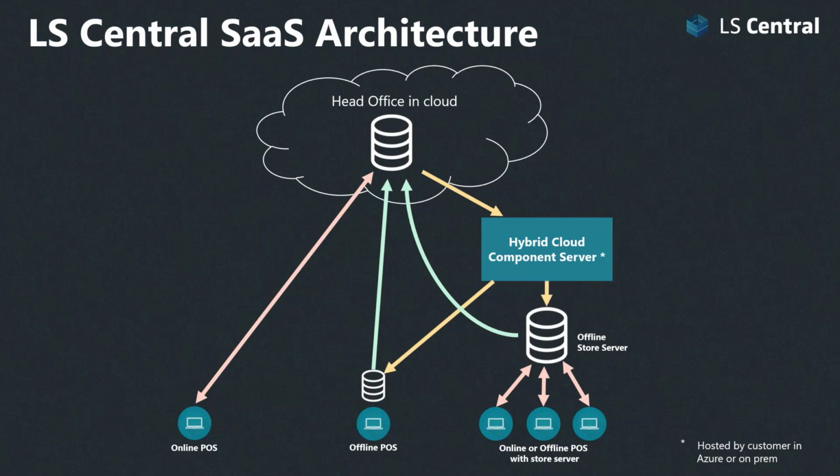What's a little bit different is how we get the data to the POS. This goes through the Hybrid Cloud Component Server, and we use the web service to push the data back to the cloud instance, which is an option for on-prem, but maybe not the most used. In addition to that, we are supporting the offline store server, and it supports both online and offline POSes communicating to that server. Hybrid Cloud Component Server makes all of this possible for the LS Central SaaS offering in the cloud. Let's look at that in more detail.